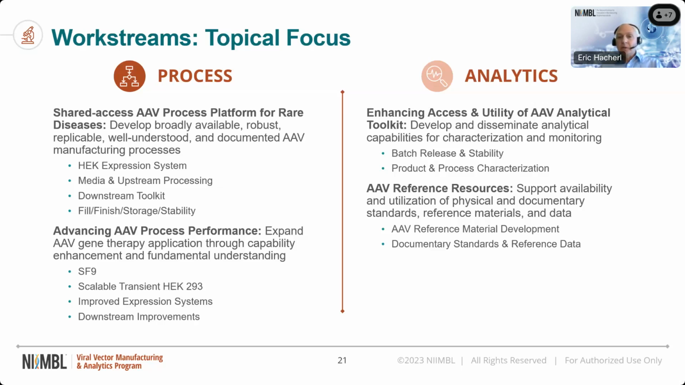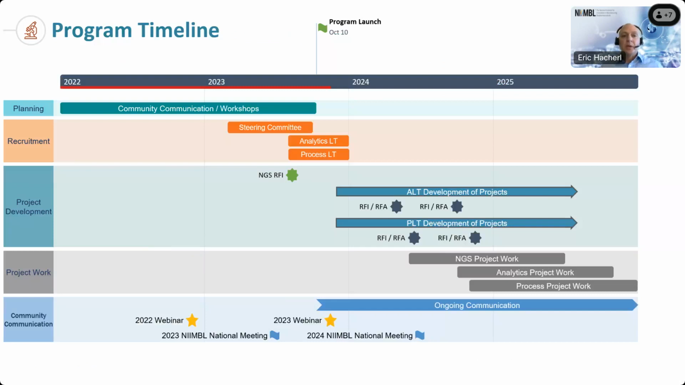And if you could go to the next slide. So this Gantt chart is really intended to convey how we're going to operate. We've told you what we plan to do. We've told you that we are going to create these two work streams, the analytics and the process work streams. But how are we actually going to mobilize this and generate product for the community?